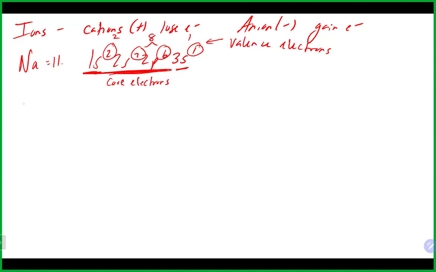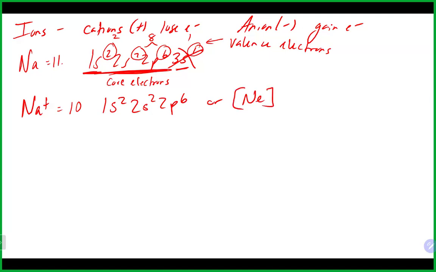So if we have something like sodium, which has a +1 charge, it means it lost one electron, it has only 10 electrons. It is going to lose this outermost electron. At its highest energy, it's not going to be held as tightly. It's going to be a lot easier to remove. And we would have an electron configuration of 1s2, 2s2, 2p6, which is the same electron configuration as neon in this particular case.